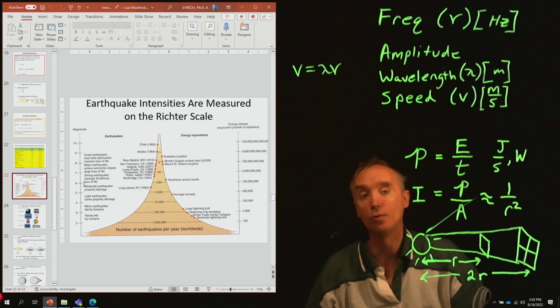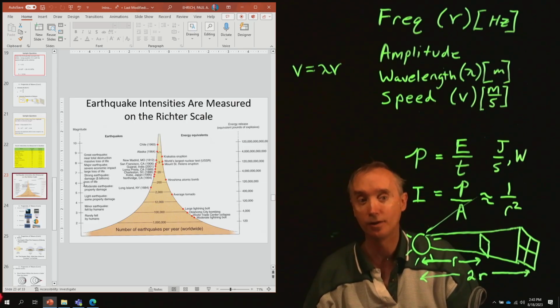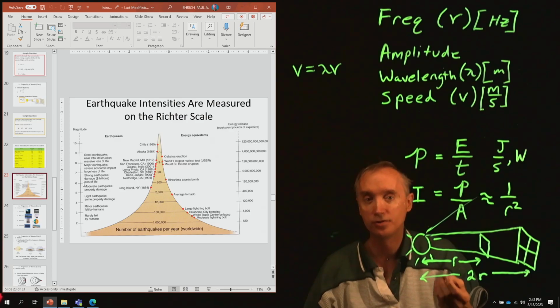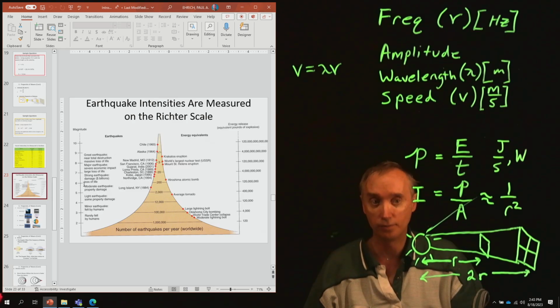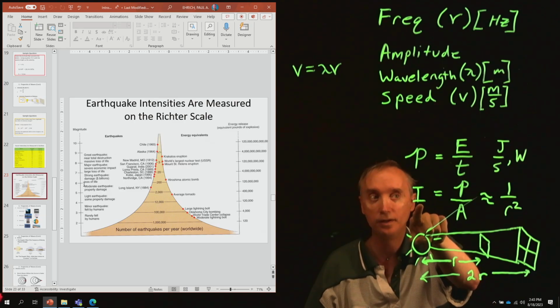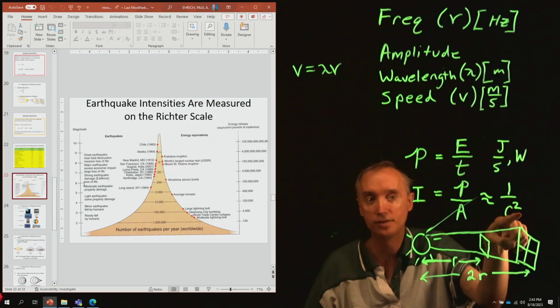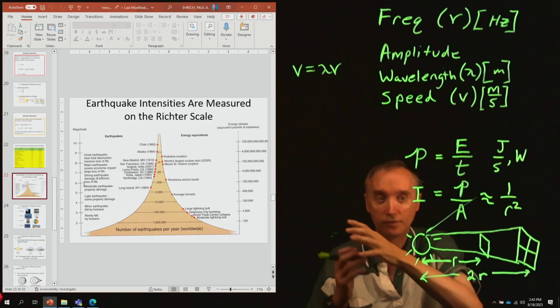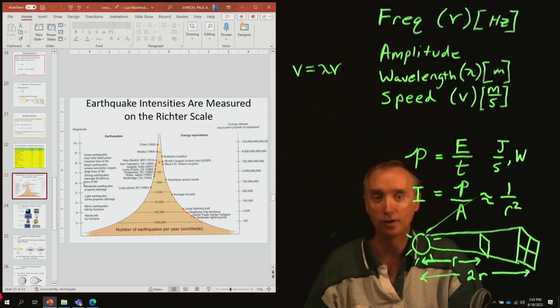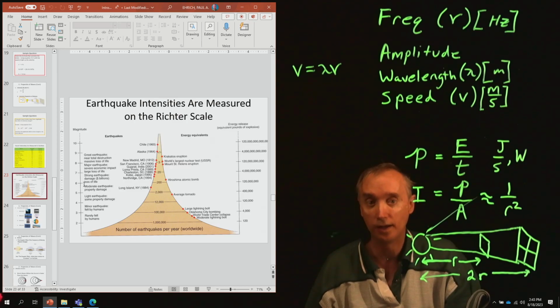What about an earthquake? An earthquake can also have an intensity. The closer you are to the epicenter of an earthquake, the stronger the shaking is going to be. The further away you get from the epicenter, the weaker the earthquake gets, because intensity is proportional to distance squared. So the further away you get, the weaker an earthquake is going to get.